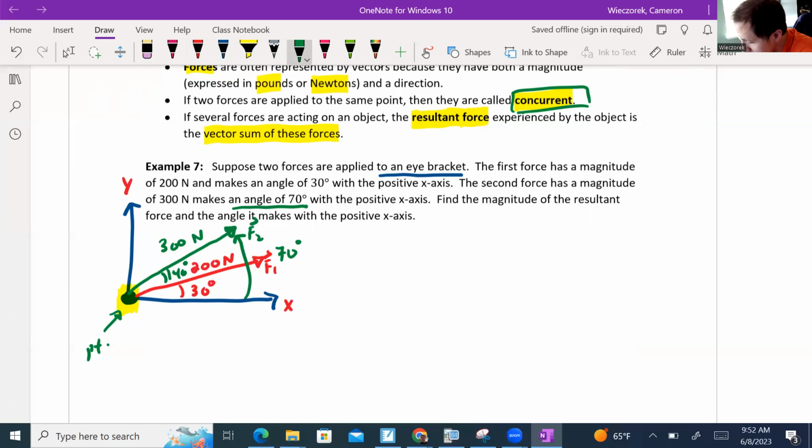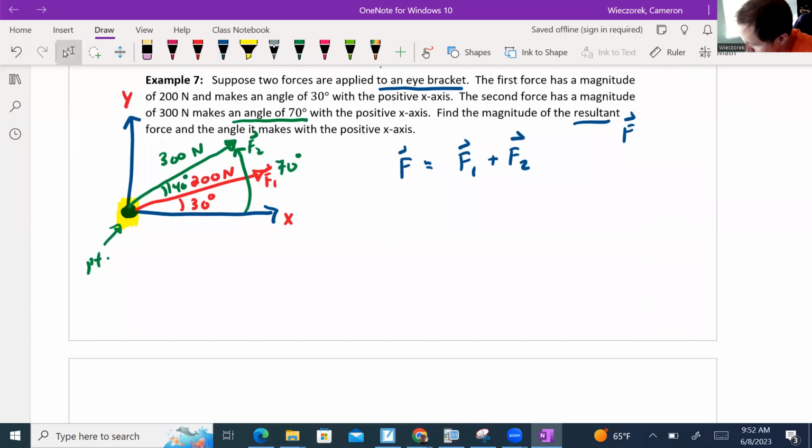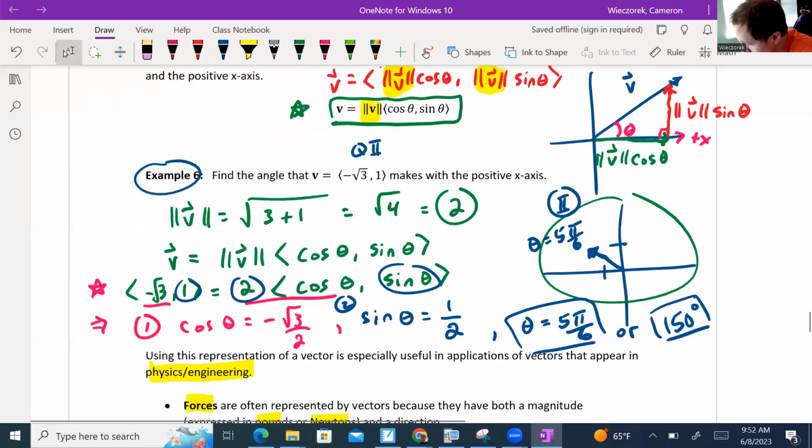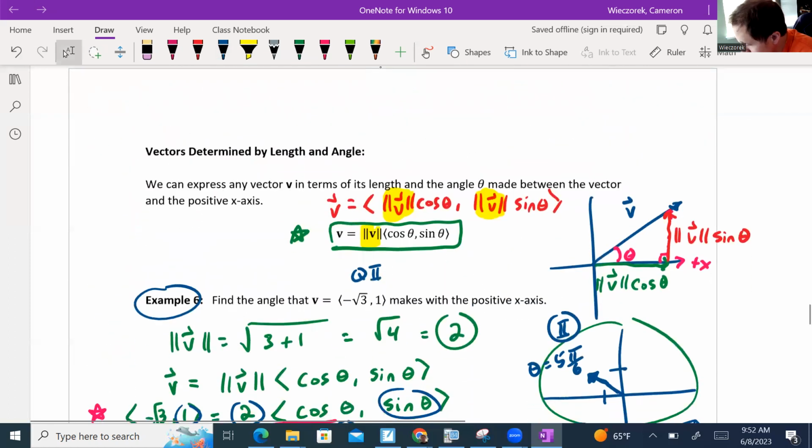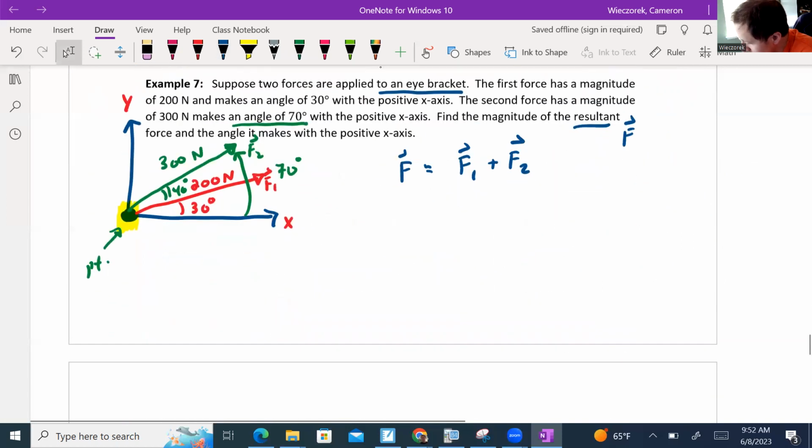And so we're interested in the magnitude of the resultant force, meaning if I add these two forces together, so the resultant force I'm going to call just F. And that's just going to be the vector sum of F1 in red plus F2 in green. And so I'm going to write these using the sine and cosine form. So using the same angle notation we used before helps for these word problems.